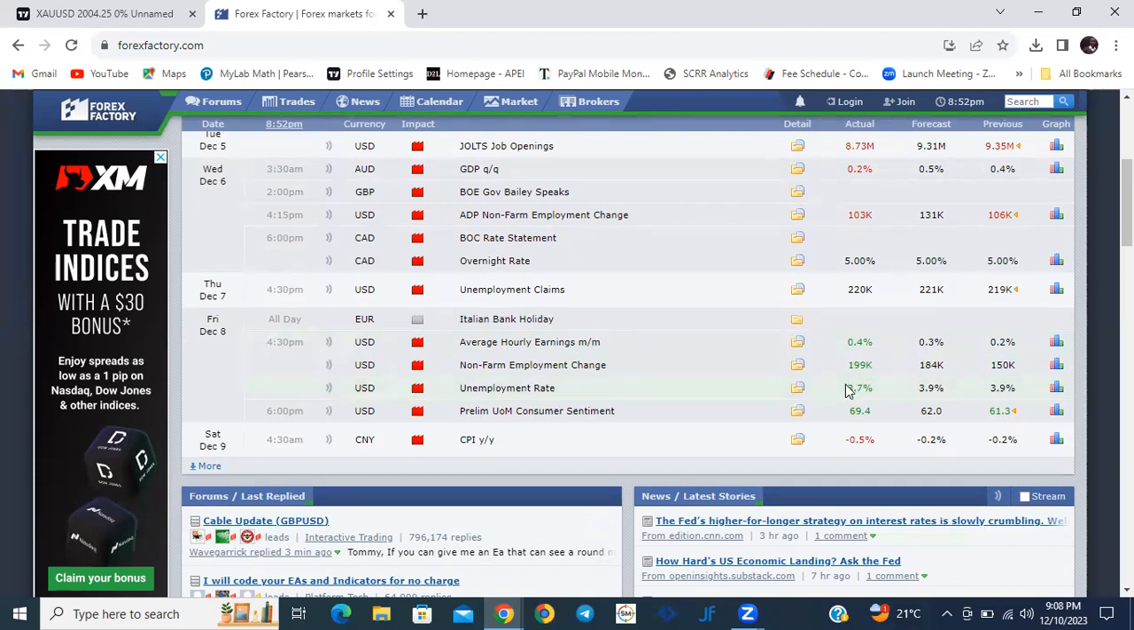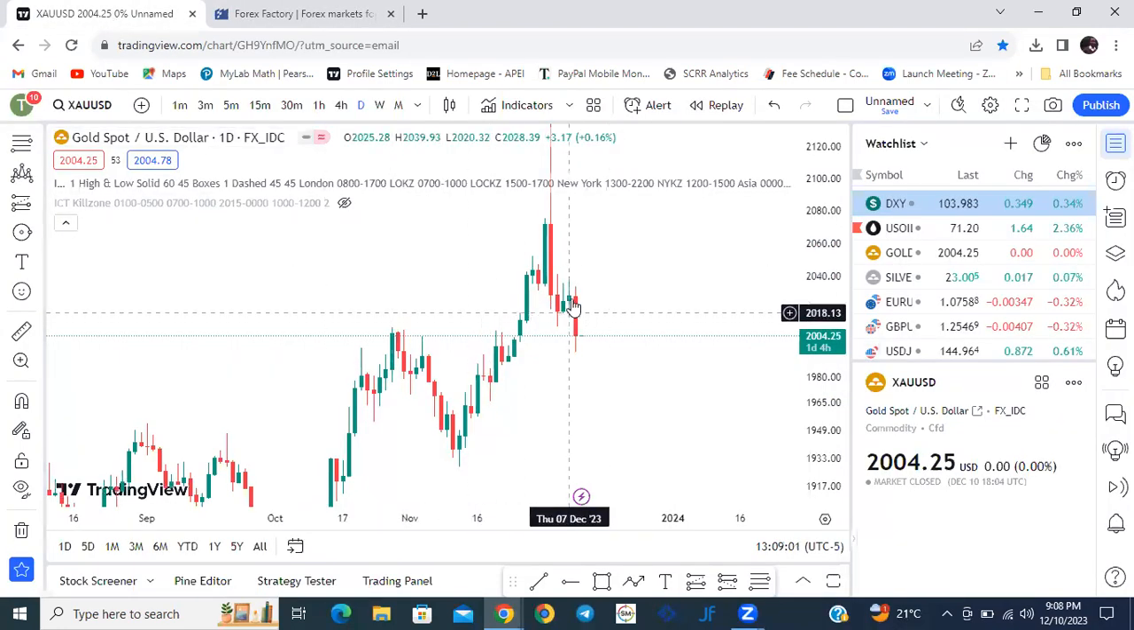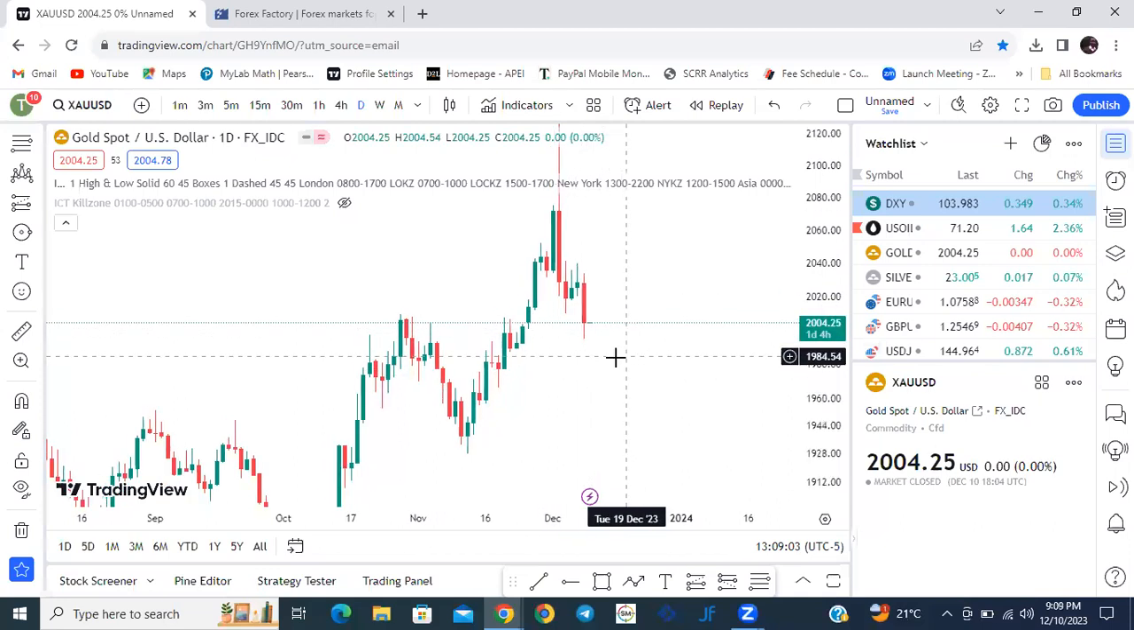And that is the reason we had the selling pressure for gold. We also had selling pressure for GBPUSD, EURUSD, anything that had the dollar as the quote currency. And anything that had the dollar as the base currency was a buy. So that is the reason we can see this buying.